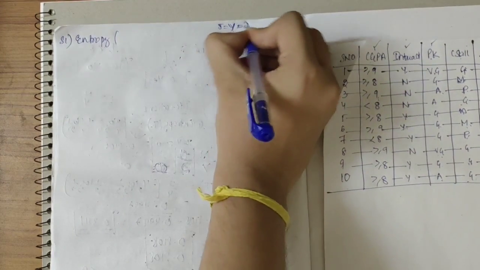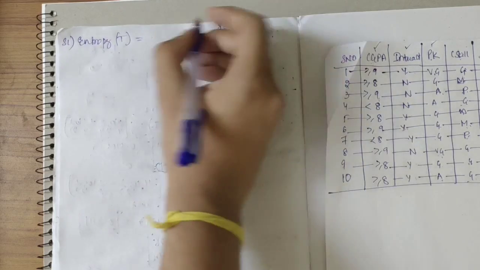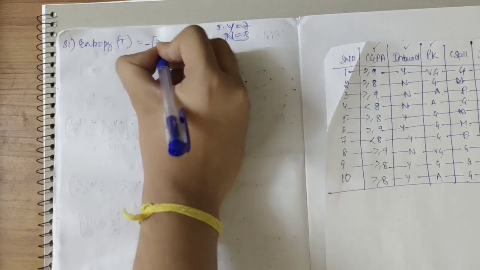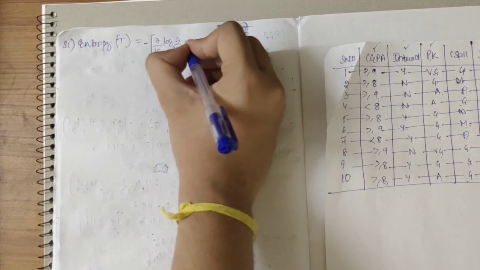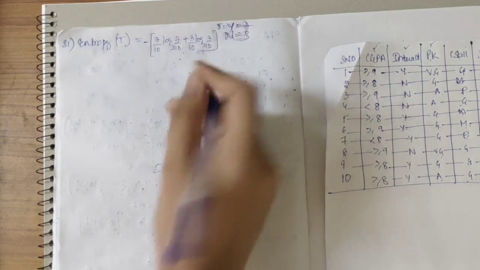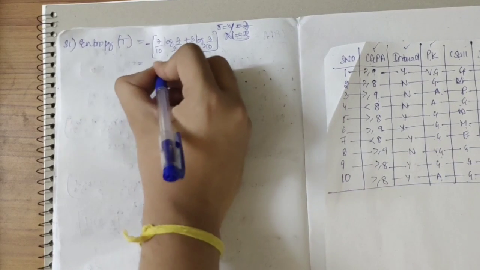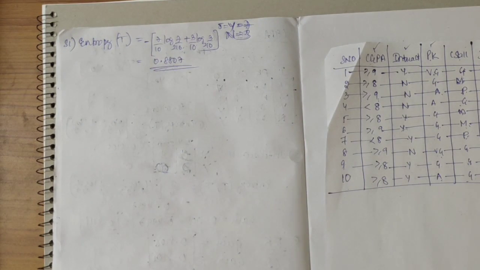For yes it is 7, and for no it is 3. So writing the entropy, I would get minus 7 by 10 log base 2 of 7 by 10 plus 3 by 10 log base 2 of 3 by 10. Solving this, I would get 0.8807 as the main entropy for job offer.